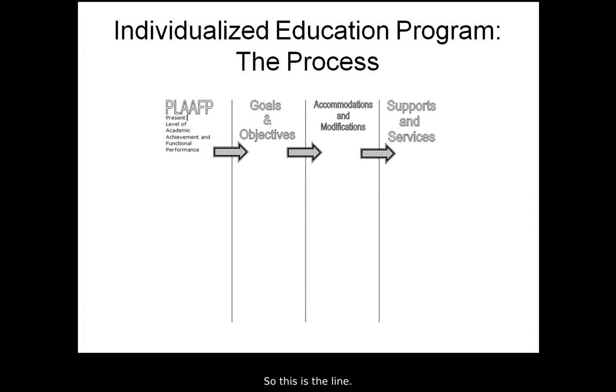So this is the line. If you are having a conversation and all of a sudden you're only concentrating on accommodations and modifications and you haven't talked about the present level, you need to go back to the present level and talk about where's the data. How do we know this is where the student is presently? How do we know this?